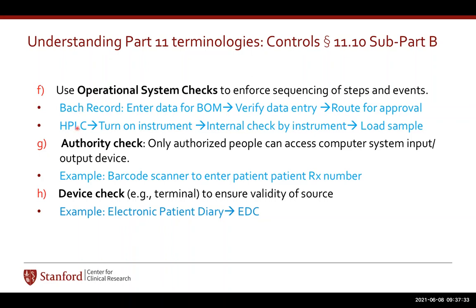Another example is the SPLC. For the operational check, you turn on the instrument, and the people who have worked on the SPLC in the lab know there are some things that the instrument checks. It means that before you even load your protein sample on the SPLC, it has to do certain sequential things. That is called the internal check by the instrument. So it should be sequential. That is the operational check.